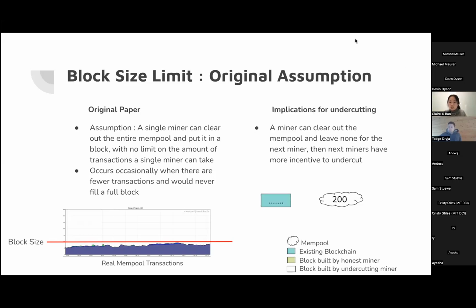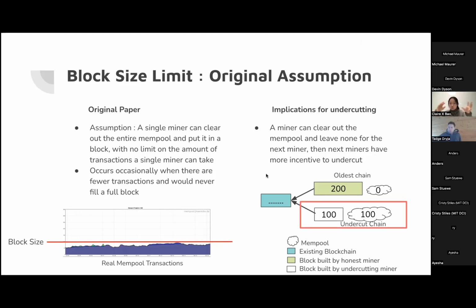The implication for undercutting is that if there's no limit and a miner can clear out the entire mempool and leave none for the next miner, then the next miners will definitely have an incentive to undercut, right? So if we take a one-round example where we have 200 transactions available in the mempool, the first miner could take all 200 and leave 0 for the next miner. So the next miner will have to undercut if they want any transactions. And they will: take those 200, steal 100, leave 100, and they'll have more revenue.